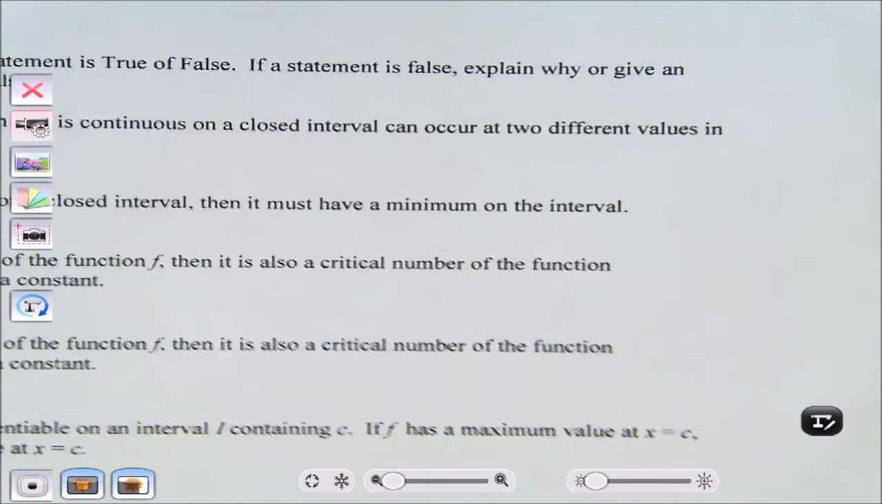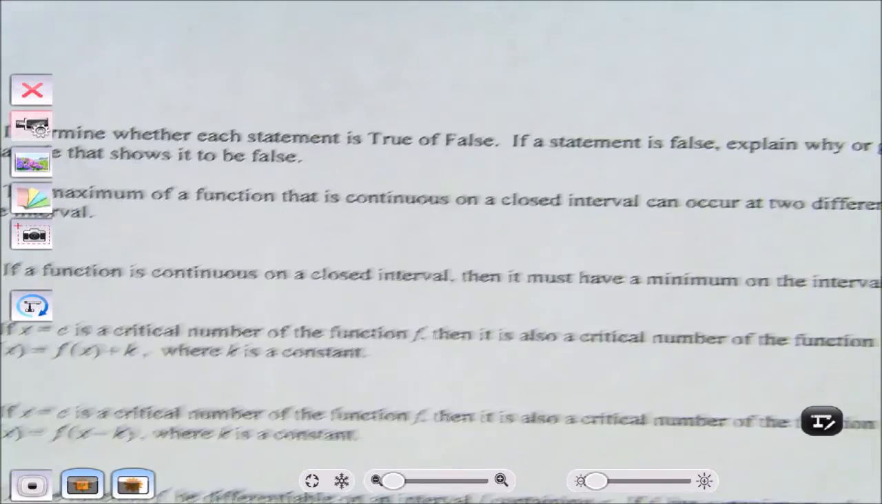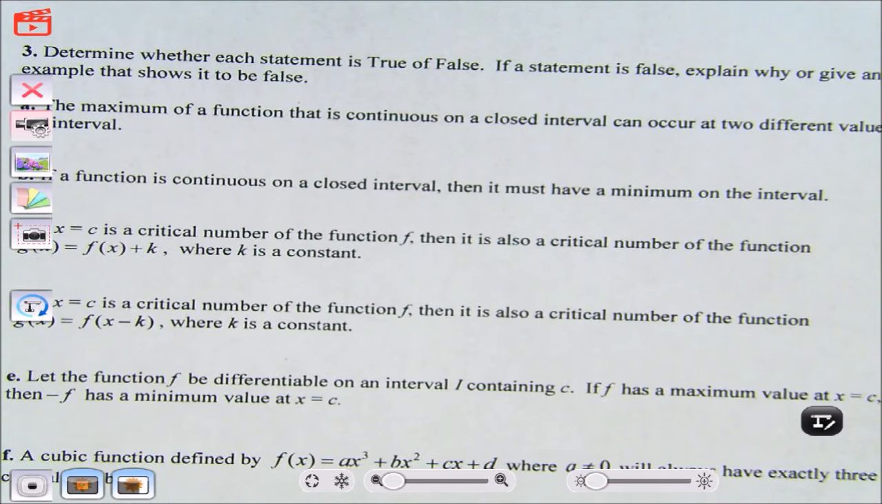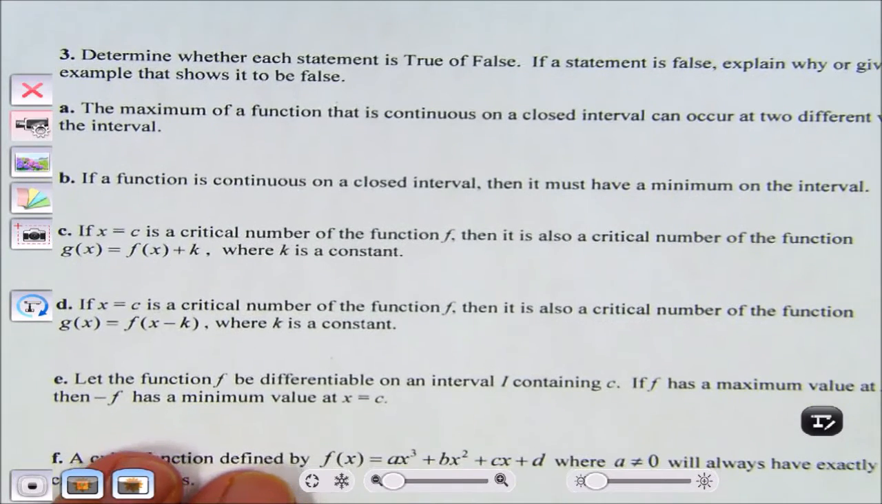Oh, never mind. The homework is on the whole section. Okay. All right. So, how are we doing on time? What time is it? 10:08. Oh, we got plenty of time.